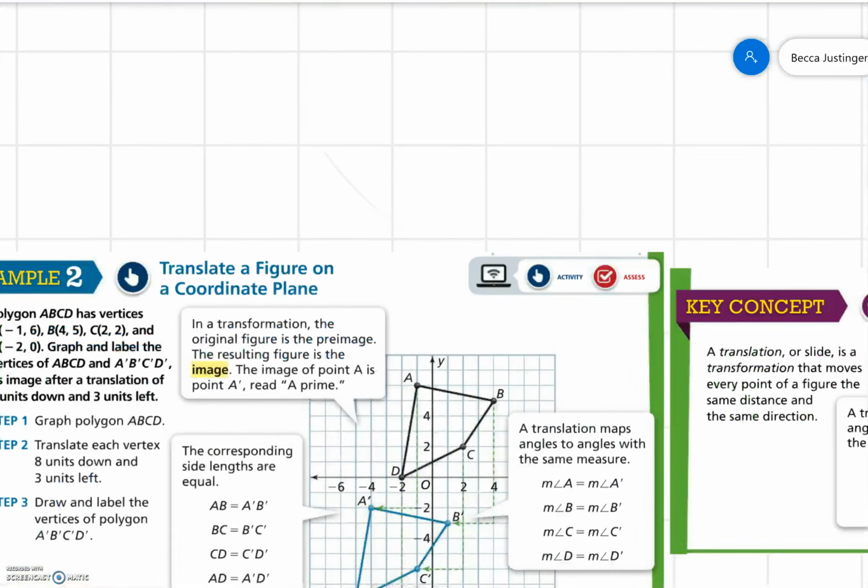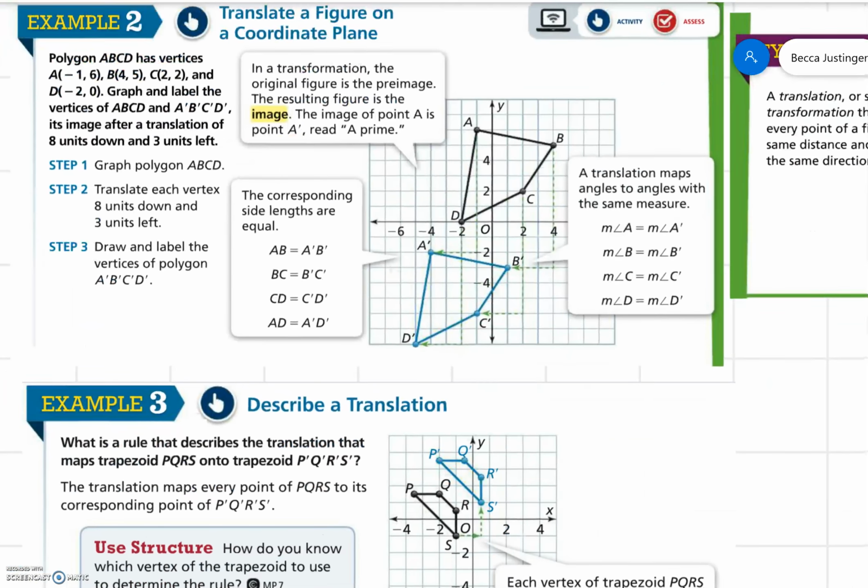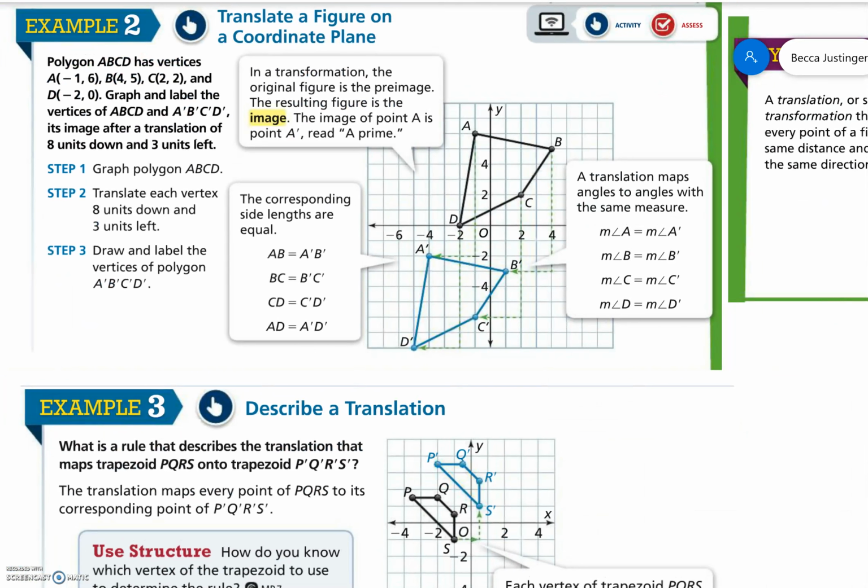Example number 2. Translate a figure on a coordinate plane. Polygon ABCD has vertices A at -1, 6, B at 4, 5, C at 2, 2, and D at -2, 0. Graph and label the vertices of A, B, C, D, and A prime, B prime, C prime, D prime, its image after a translation of 8 units down and 3 units left.